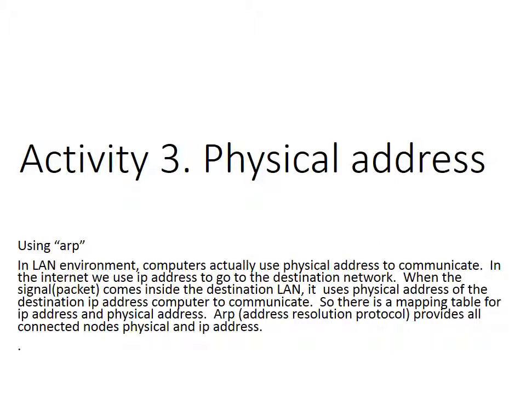In a LAN environment, computers actually use physical addresses to communicate. In the Internet we use IP addresses to go to the destination network. When the signal, the packet, comes inside the destination LAN, it uses the physical address of the destination IP address computer to communicate. So there is a mapping table for IP addresses and physical addresses. ARP, Address Resolution Protocol, provides all connected nodes' physical and IP addresses.